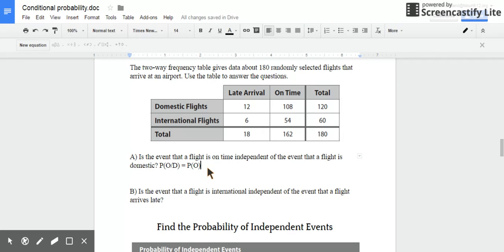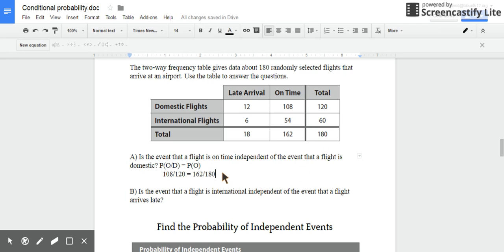Looking at that, for the conditional probability, it's already domestic. You've got 120 of those flights, and within those domestic flights, on time is 108. So we've got 108 out of 120. Now let's look at what our probability of on-time flights is. All of our on-time flights, we have 162 out of a total of 180.